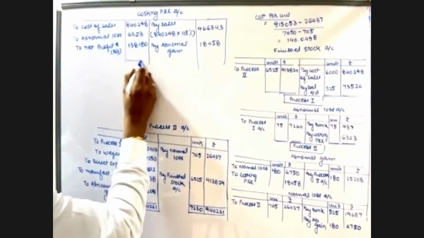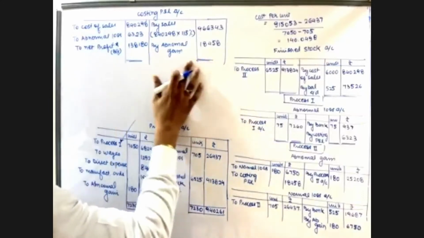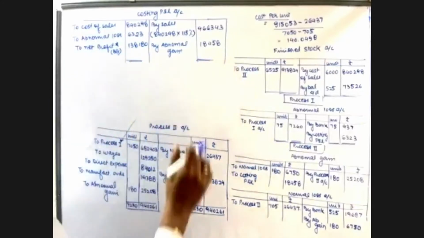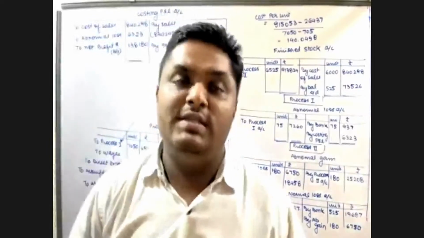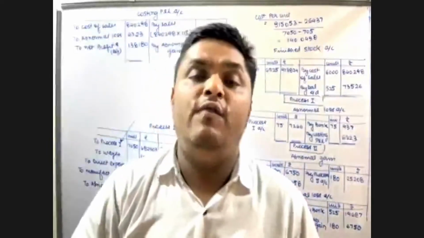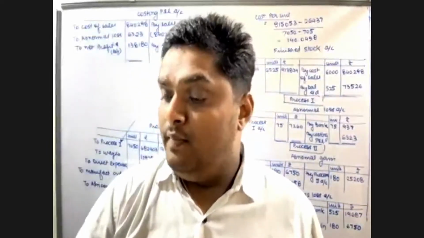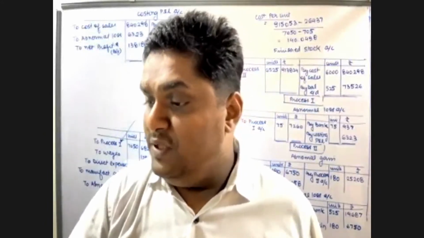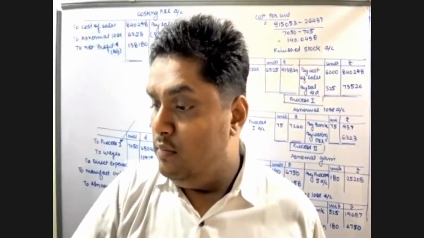$138,180. So this is how the net profit will be calculated of costing P&L. So I hope this part is clear now.